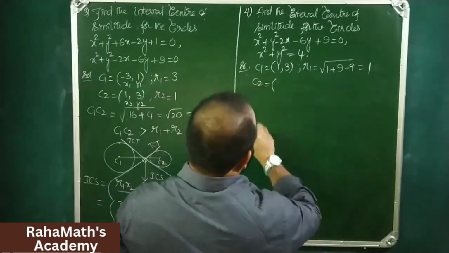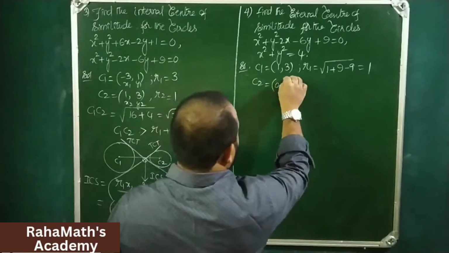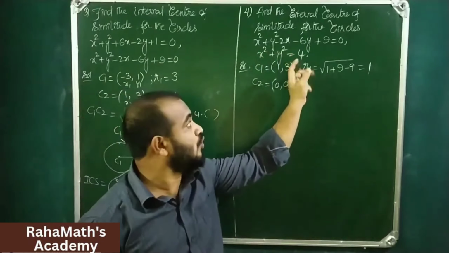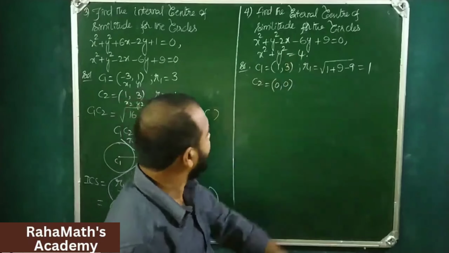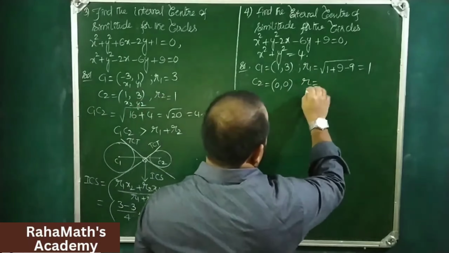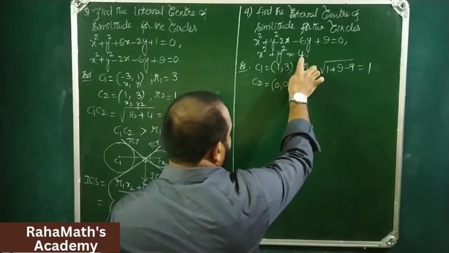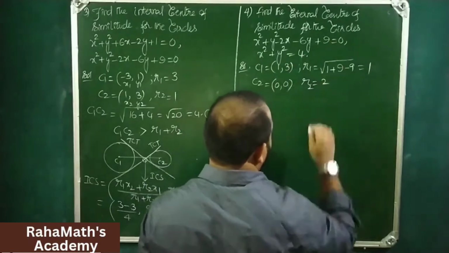C2 is equal to (0, 0), since this is the standard equation of the circle whose center is at the origin and radius is R: x square plus y square equals R square. R square is 4, so R is 2.